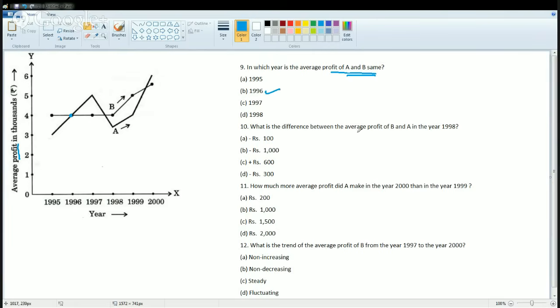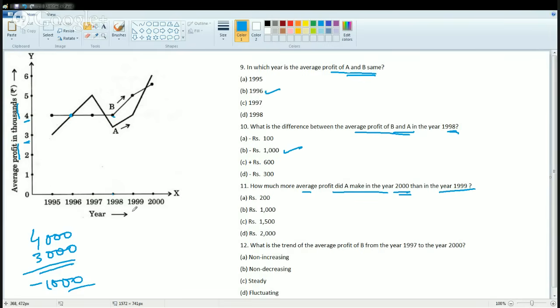What is the difference between the average profit of B and A in 1998? So in 1998, B has a profit of 4,000. So this is in thousands, so it's 4,000, and A has a profit of 3,000. So the difference in the profit is minus 1,000 rupees. That's the correct answer.